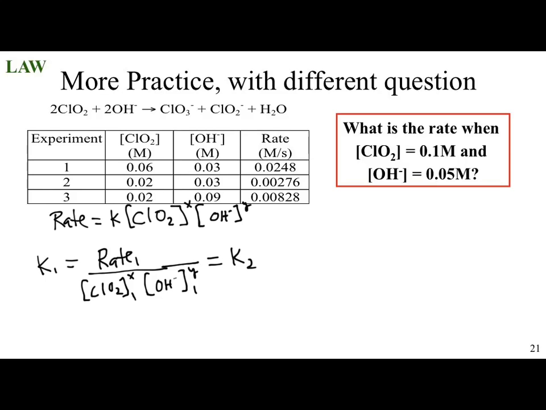K2. What does K2 equal? The rate for experiment 2 divided by the concentration of ClO2 to some x power for experiment 2, OH minus to the y power for experiment 2. See how the mathematics gets a little bit more convoluted? We've got lots of letters and symbols now meaning all sorts of different things. Most of this is just notational stuff. We're putting in those 1s and 2s so that we know what they mean. That's about it.